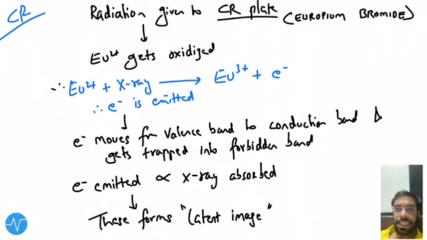What happens? The electron will move from the valence band to the conduction band and will get trapped in the forbidden band. Now what will happen? The amount of electrons emitted will be directly proportional to the X-rays that have fallen on the CR plate. The more X-rays fall on the CR plate, the more electrons will be emitted. This will form the latent image.